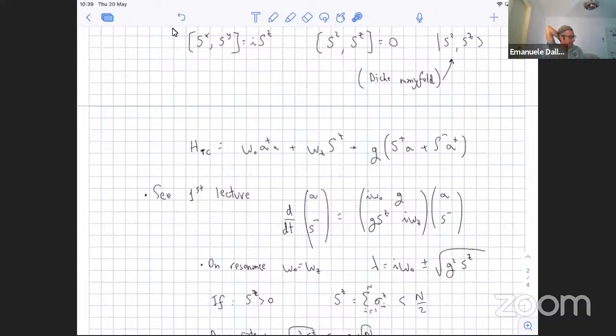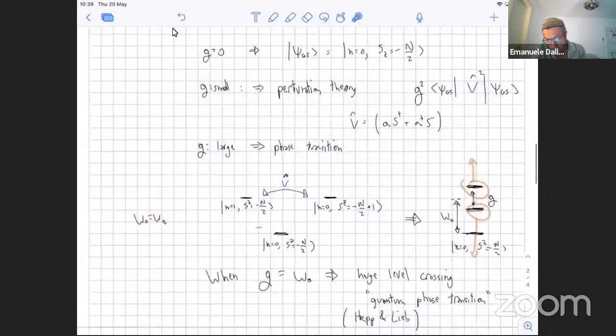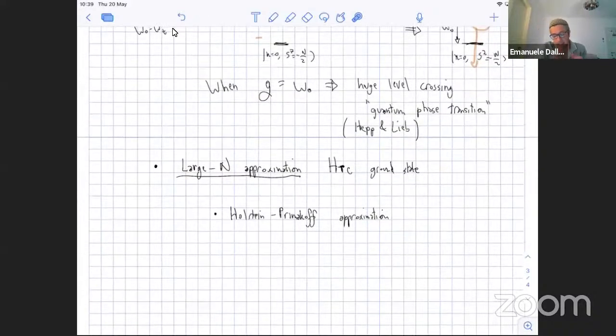That's also related to the fact that a harmonic oscillator can be excited as much as you wish. The spin, in the beginning it's fine, you can excite it, but then there is an upper limit. You cannot excite it more than N. So the Holstein-Primakoff approximation is basically a way to transform a spin into a boson. That's the idea. We transform a spin approximately into a boson. How do we do that? First of all, we introduce an exact mapping between spin and boson, and then we do an approximation. So the exact mapping is the following.